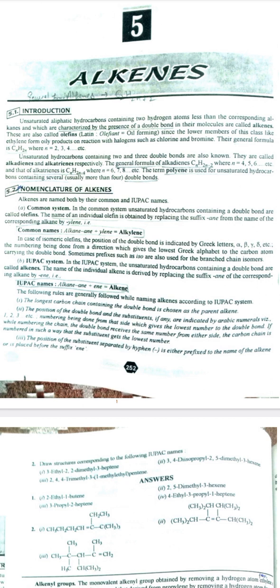The position of the double bond and the substituents, if any, are indicated by Arabic numerals, namely 1, 2, 3, etc. Numbering is done from that side which gives the lowest number to the double bond. If while numbering the chain, the double bond receives the same number from either side, the chain is numbered in such a way that the substituent gets the lowest number. The position of the substituent separated by hyphen is either prefixed to the name of the alkene or is placed before the suffix "ene".